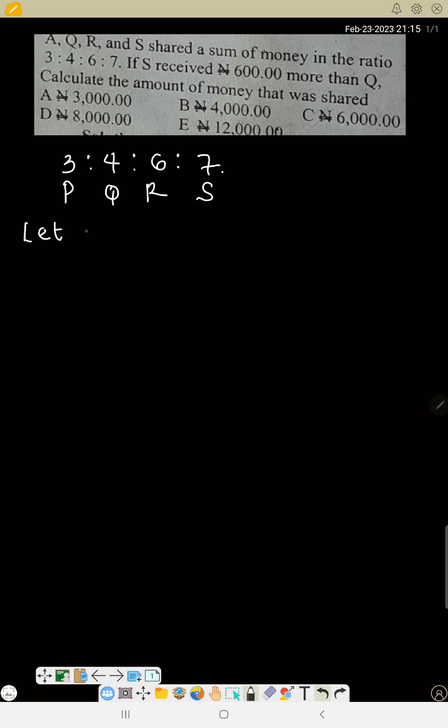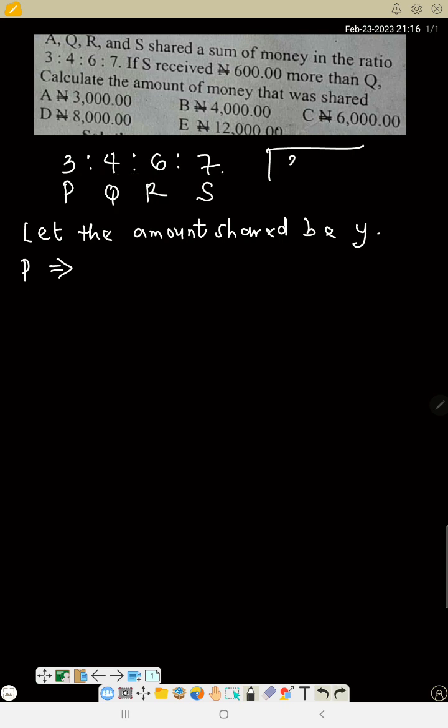Anytime you don't know the amount that was shared, you will say let the amount shared be Y. Take note, if the total amount that they share is not there, represent it as an alphabet. Now remember, if this is money that we know, just like the previous example, how much will P collect here? First you add the ratio. Remember, to share anything in ratio, add the ratio together.